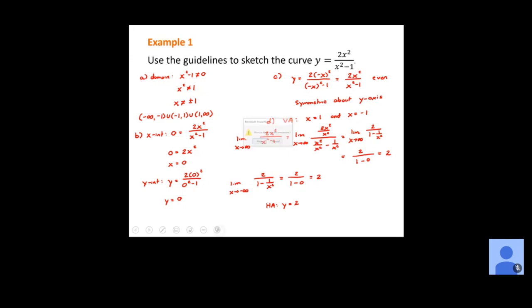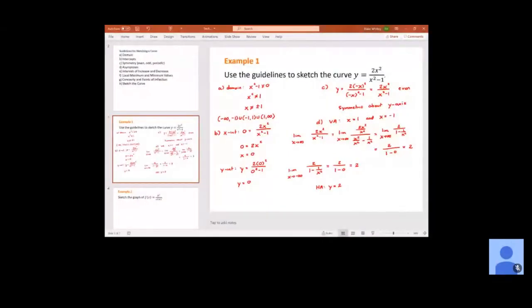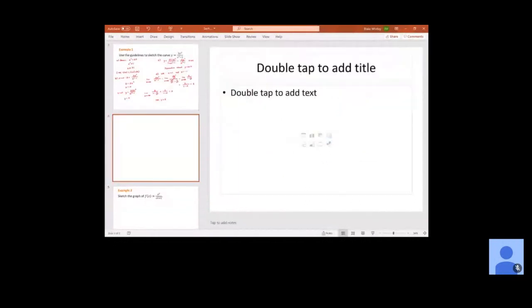All right, so let me add a page in here. All right, so the next thing we're going to have to look for are intervals of increase and decrease. So how are we going to find intervals of increase and decrease? We need the derivative, right? So our original function here, I'll write it up here at the top. Y equals 2x squared over x squared minus 1.